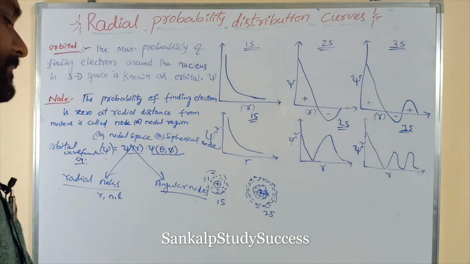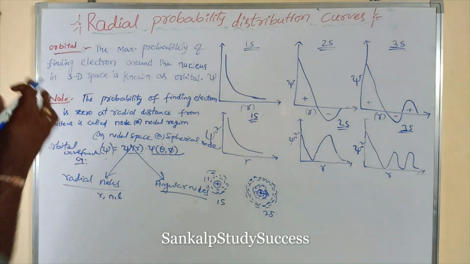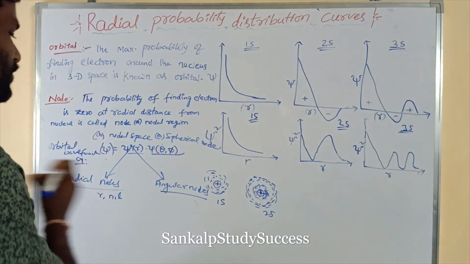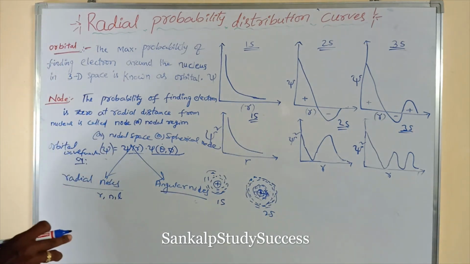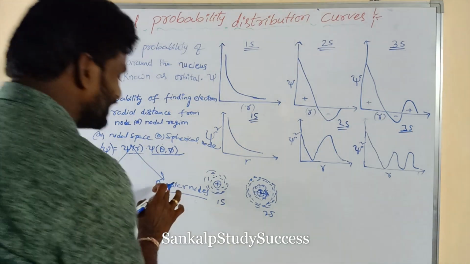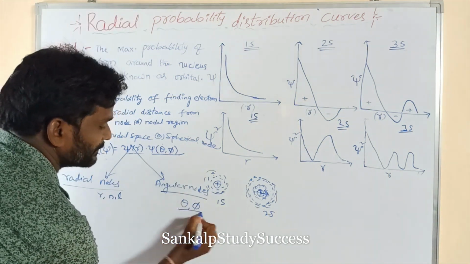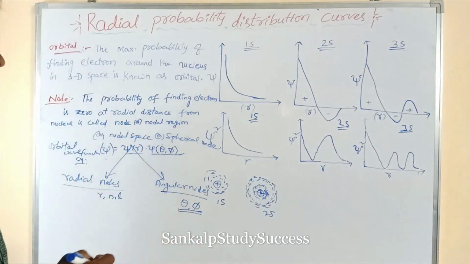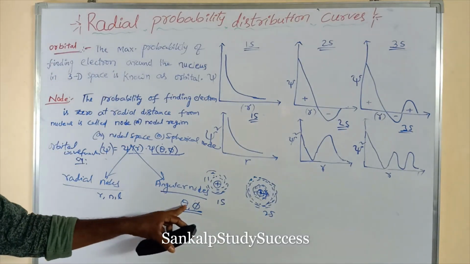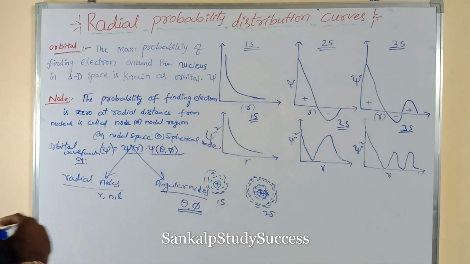But angular node is not dependent upon radial distance like r. So it is dependent upon theta and phi. So angular node is dependent upon theta and phi.